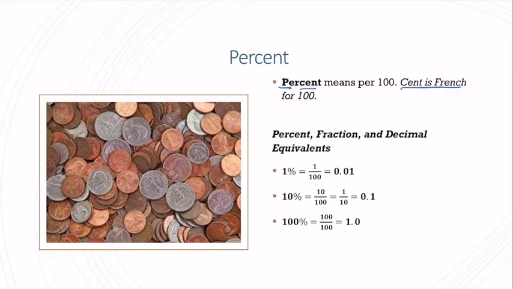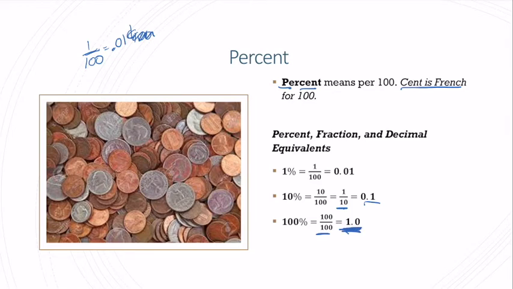Percent means per 100, right? Cent is French for 100. So when we're talking about change, if I say I have 1 cent, I have 1/100th of a dollar, right? If I have 100 pennies, I would have 1 dollar. So here are some percent, fraction and decimal equivalents. For 1%, like 1 penny is 1 out of 100. If I have 10%, 0.10, that's like having a dime. And if I've got 100 pennies out of 100, that's 100%, that's $1.